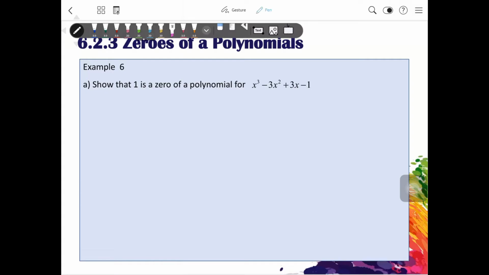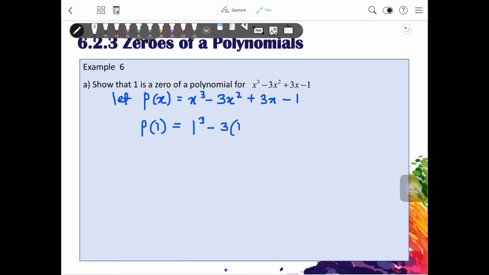Example 6: show that 1 is a zero for this polynomial. The first step we're going to do is let P(x) equal x cubed minus 3x squared plus 3x minus 1. You want to show that 1 is a zero, so you will substitute 1 into this equation. I will show you the substitution, and then you will calculate this, and it happens to be 0. Now you can conclude that therefore 1 is a zero of P(x), the polynomial above.